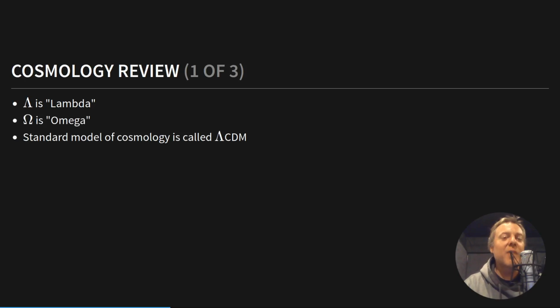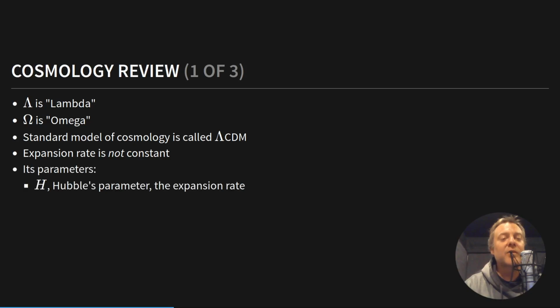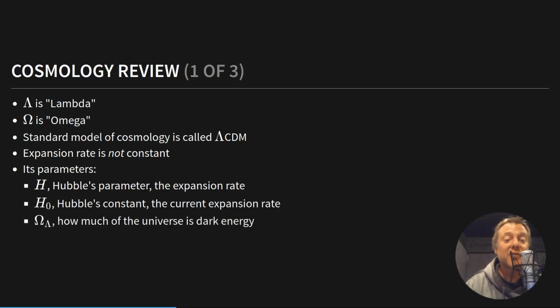Now let's review. Variables can have any letter, including Greek letters. These are lambda and omega. The standard model of cosmology is called Lambda CDM, and its expansion rate is not constant. Its parameters are h, Hubble's parameter, which we've already seen, and we have h subscript 0. This is Hubble's constant, and that's the current expansion rate.